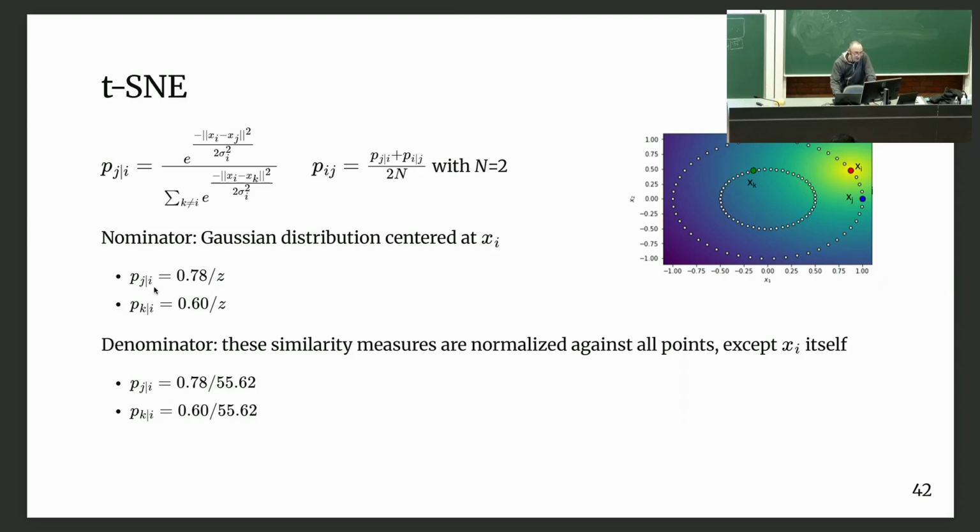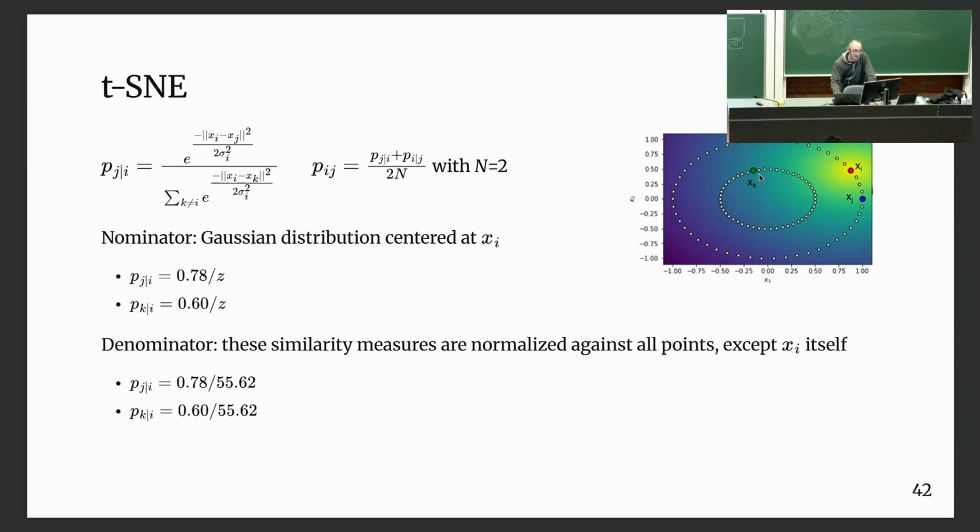Well, what is the probability that I would pick j as its neighbor? Well, 0.78 normalized by this denominator here that we utilize to normalize all of these values. And k, of course, what is the value for this? That this one would be chosen as the neighbor for i? Well, lower, of course, because k is further away than j is, right?